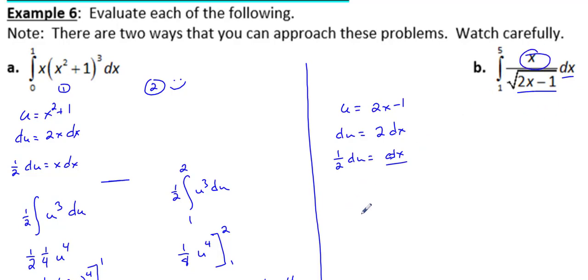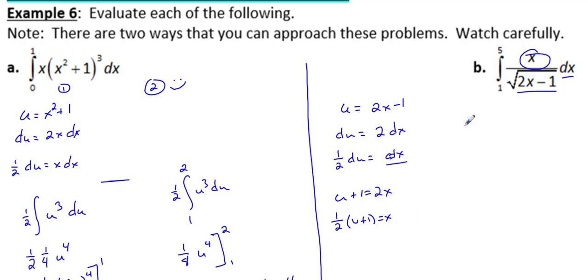Uh-oh. So we learned yesterday, right? Change a variable. Well, use this equation again. So that'd be u plus 1 equals 2x. And then yesterday we talked about just writing it as 1/2 (u plus 1) equals x. Don't distribute that 1/2 through, because we can make it a constant multiplier out in front. Make our life easy.